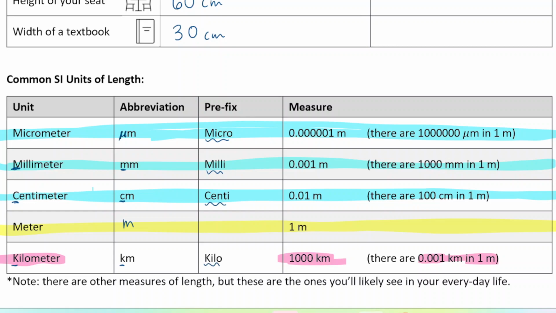Anytime you see these prefixes, micro, milli, centi, kilo, they are going to mean the exact same thing. So if you're talking about other units, like units for weight, where grams would be the base unit, then kilograms would mean the equivalent thing to kilometers, and milligrams would have the same meaning as millimeters.